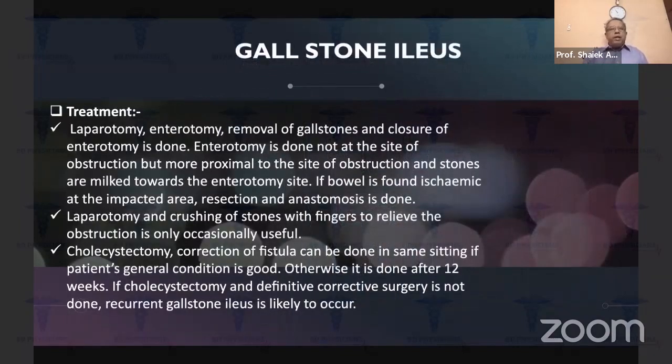So the treatment is a little bit different from other gallstone treatments. Laparotomy, enterotomy, removal of the gallstones, and closure of the enterotomy is done. Enterotomy is done not at the site of obstruction but more proximal to it, and stones are milked towards the enterotomy site. If bowel is found ischemic at the impacted area, resection anastomosis may be done. Laparotomy and crushing of stones with fingers to relieve the obstruction is only occasionally useful. Cholecystectomy and correction of the fistula can be done in the same sitting if the patient's general condition is good. Otherwise, it is done after 12 weeks. If cholecystectomy and definitive corrective surgery are not done, recurrent gallstone ileus is likely to occur.